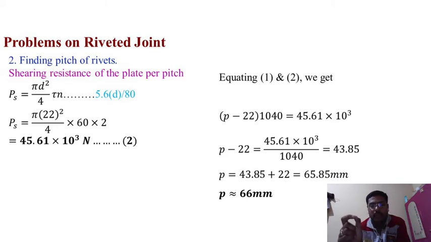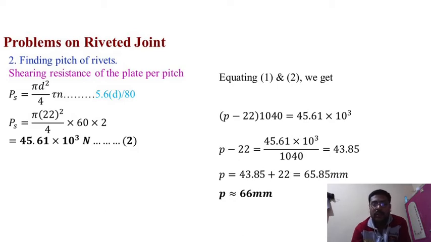1040 is equal to 45.61 into 10 raised to power 3. Therefore P minus 22 is equal to 45.61 into 10 raised to power 3 divided by 1040. Therefore P minus 22 is equal to 43.85. Here it is minus 22, so going to the right hand side, it will be positive.